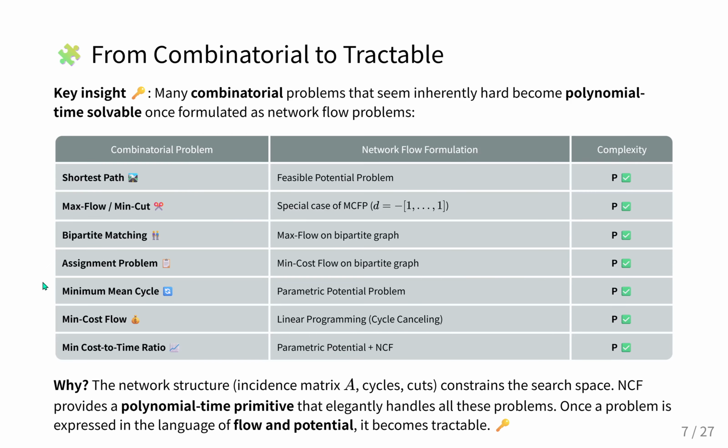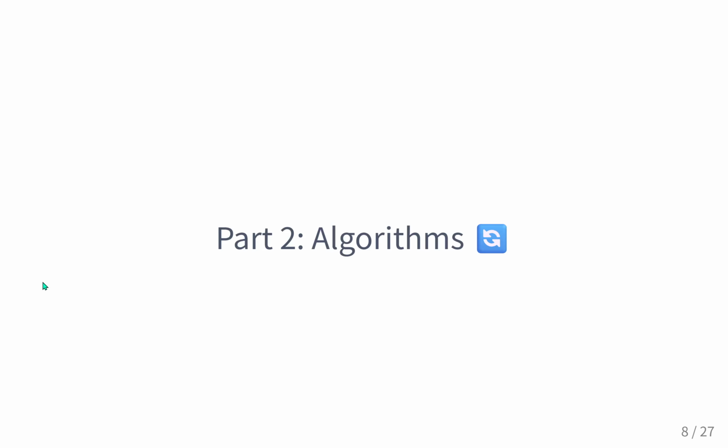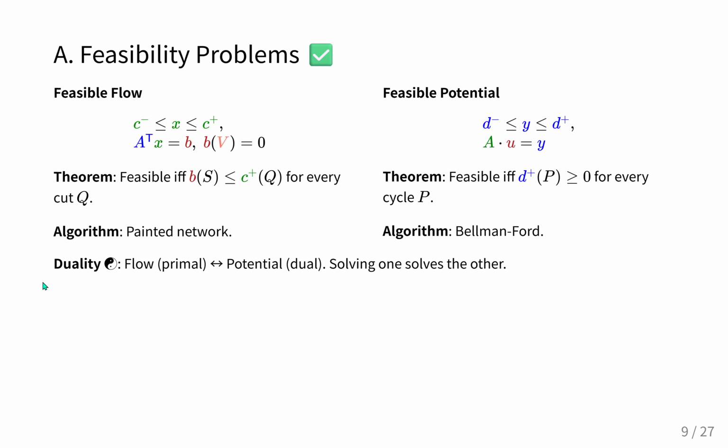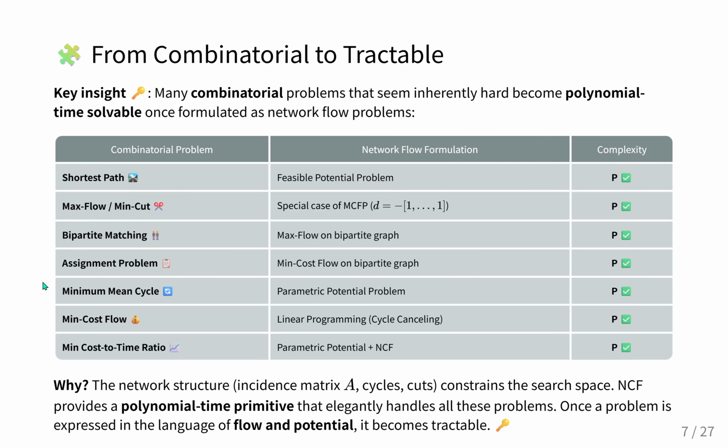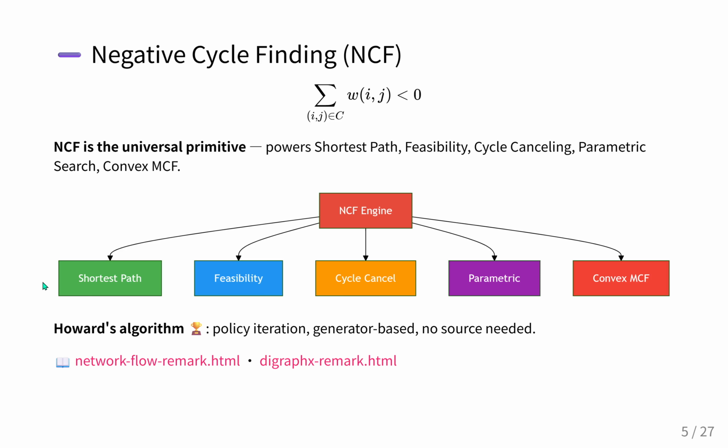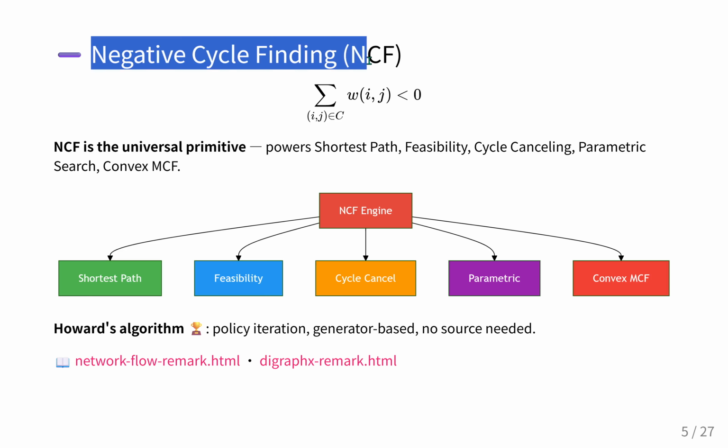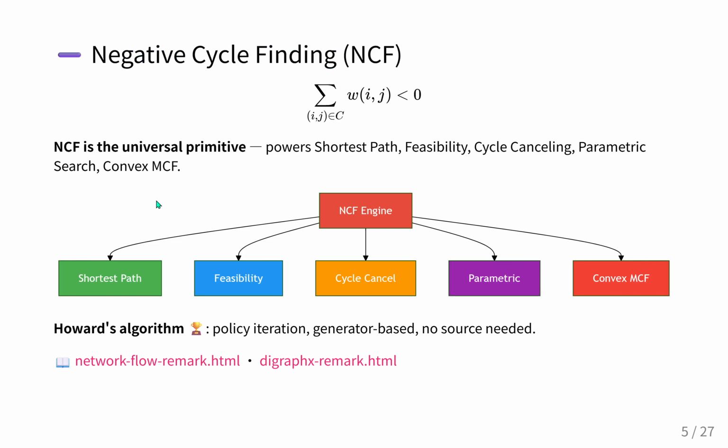So now that we know translating these problems into flow makes them solvable, what is the actual mechanism doing the heavy lifting? The engine driving all of this is a universal mathematical primitive known as NCF, or negative cycle finding. The source calls this the universal primitive because it powers everything: shortest paths, cycle canceling, parametric search. And the champion method for finding these cycles is something called Howard's algorithm.